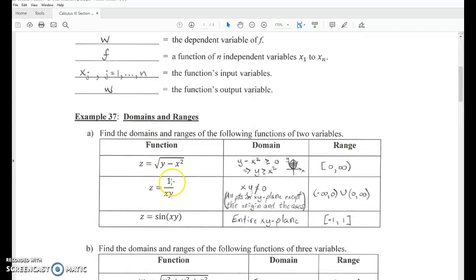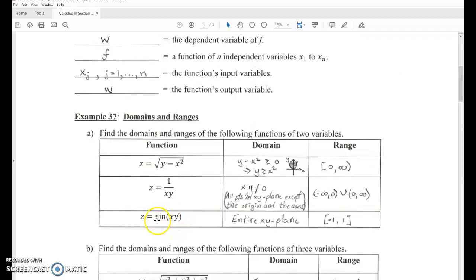If I have a constant 1 divided by something, that can never be 0. It can be any other value. X and y could get to be huge, where the 1 over huge number gets really, really close to 0, but it can never be 0. Then let's say you have z equals the sine of x times y.